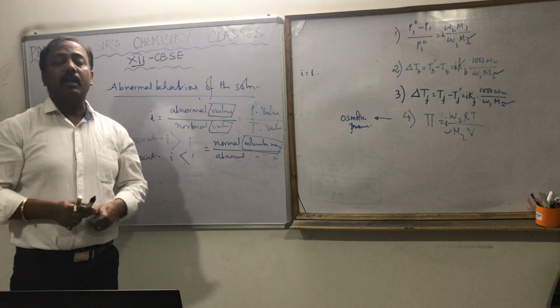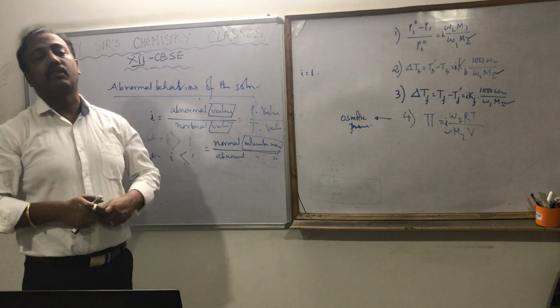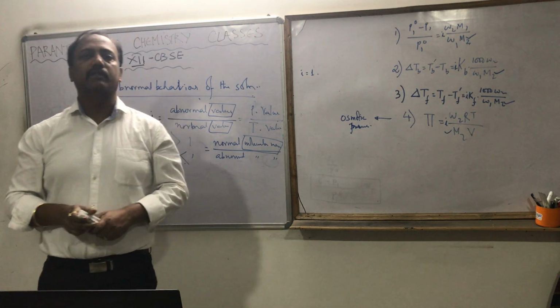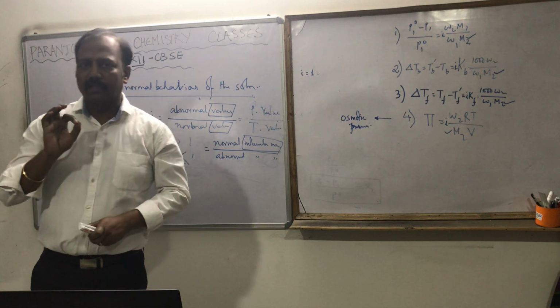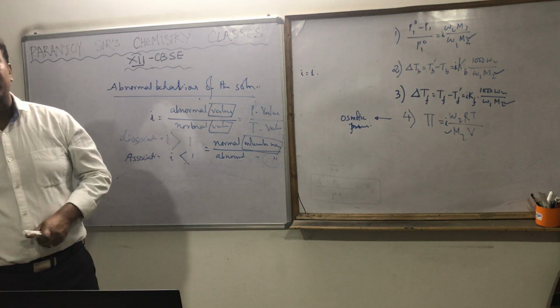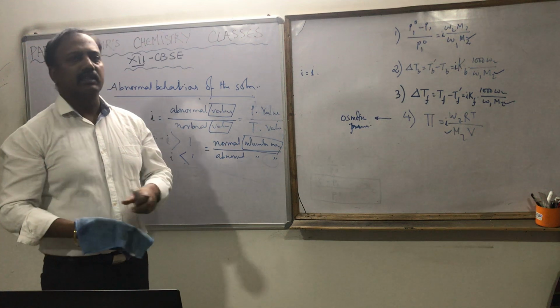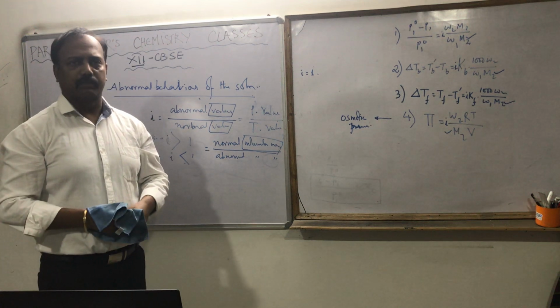So this is all about abnormality, and this is all about the theoretical part of the first chapter, that is solution. I am going to end my class here. In the next class, we are going to do some numericals related to colligative properties.